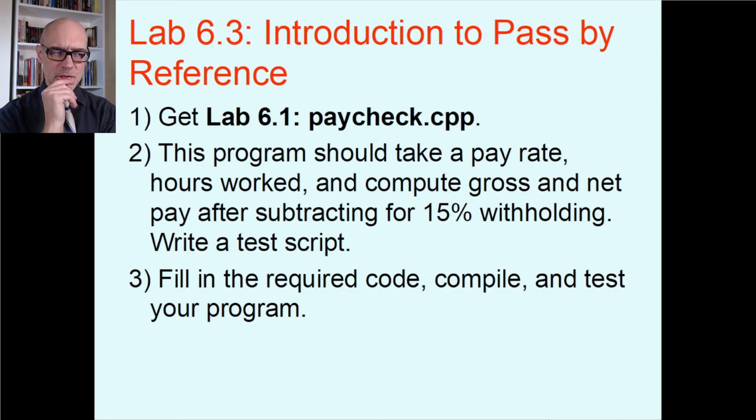So my students would get together for probably this lab here, introduction to passing by reference, the somewhat more exotic advanced way of passing data in a function where you can change the original variable because you're actually passing the address of it. The goal of this program, if you think about it, is that there's really just one function that takes a pay rate and hours worked, so 2 pieces of input, and it's going to compute the gross pay and the net pay after subtracting for 15% withholding. So notice that that's 2 pieces of data that we would like to pass back.